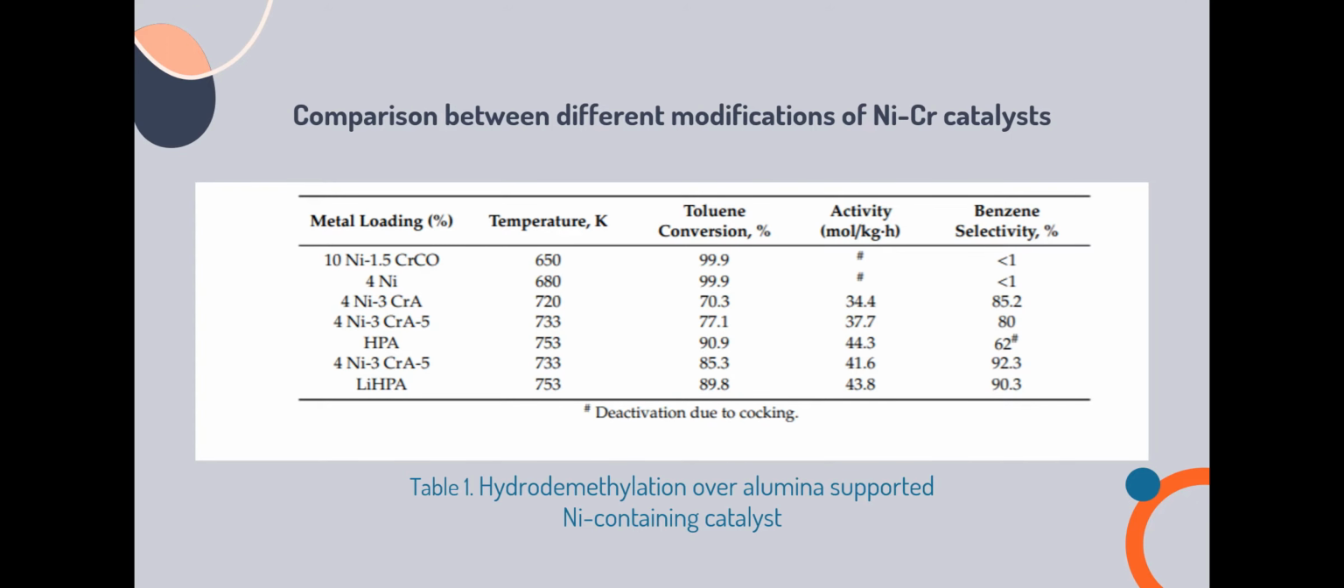Table 1 shows a comparison between the different types of nickel-based catalysts. It is obvious that modification of nickel by chromium with acid, also known as HPA and LiHPA, has better toluene conversion and activity, but LiHPA will be chosen due to its higher selectivity.